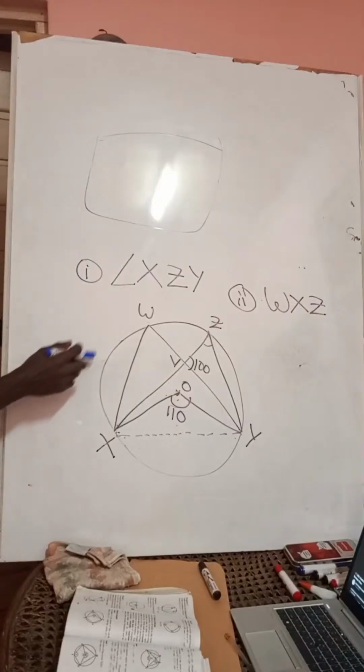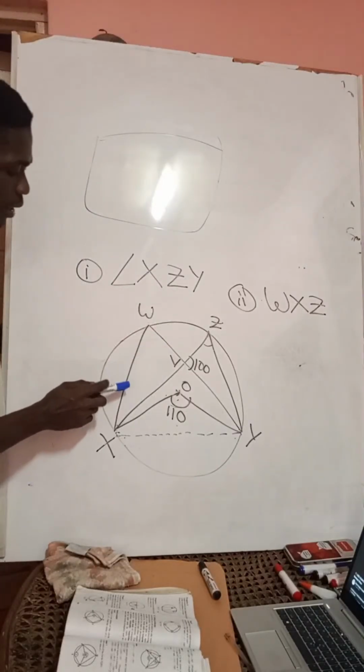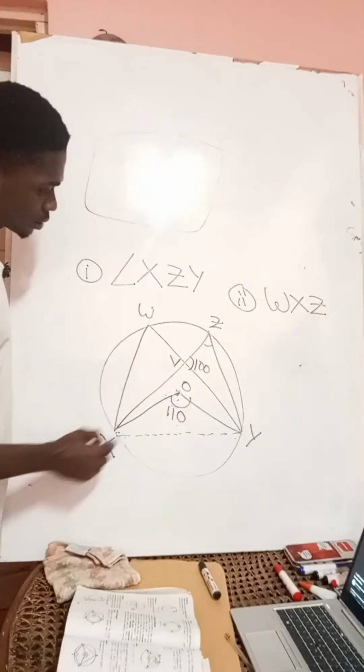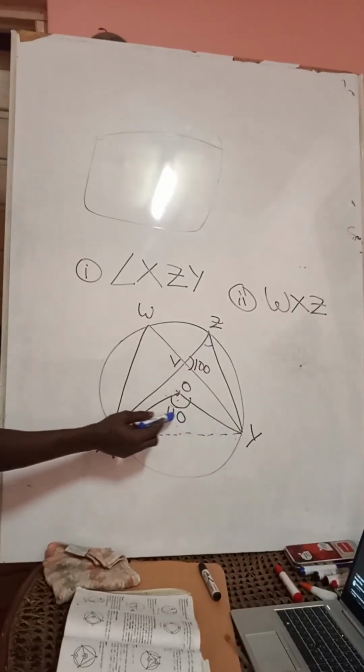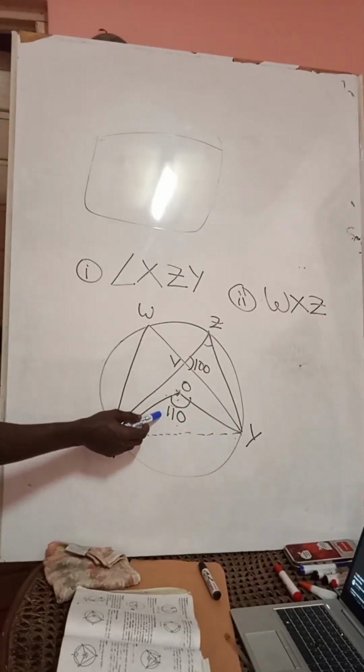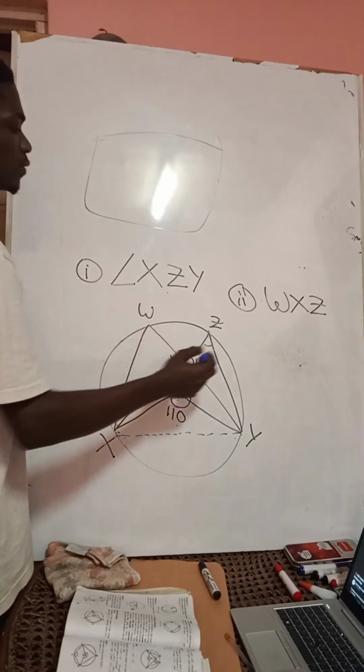Now the question asks us to find XZY. Where is angle XZY? X, Z, Y. So it means XZY will be half of this one, which is 55 degrees. That's all. So the answer is 55 degrees.